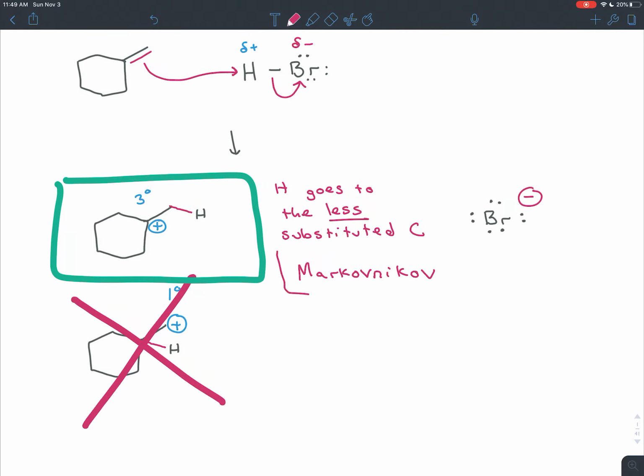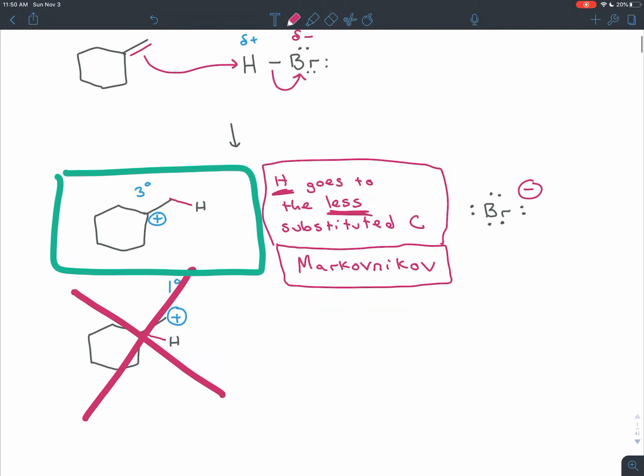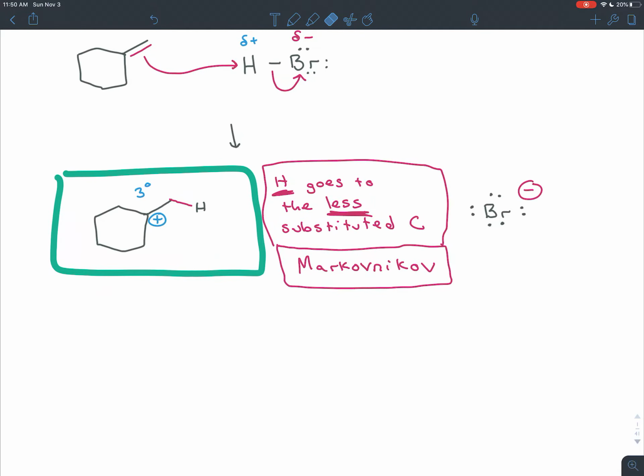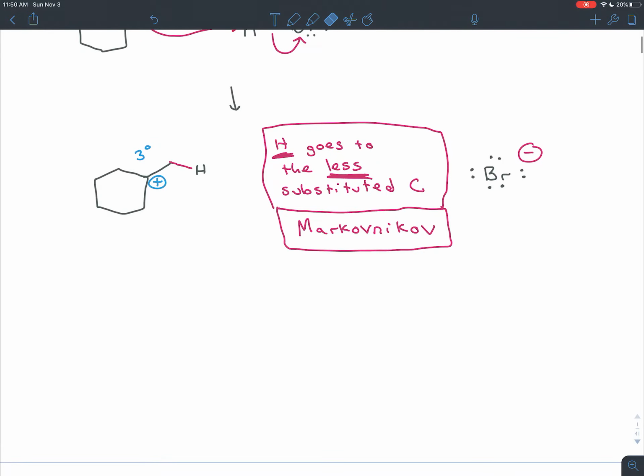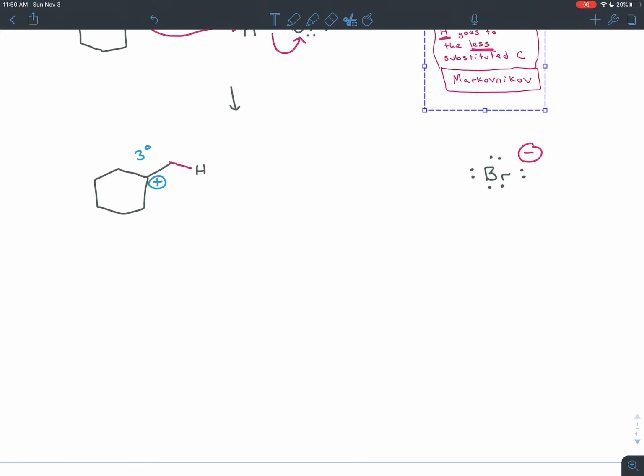So if a reaction is Markovnikov addition, then you will be adding a hydrogen to the less substituted carbon. And whatever the other thing you're adding is, in this case it's going to be bromine, that will go to the more substituted carbon. But in Markovnikov addition, hydrogen goes to the less substituted carbon. Okay, I want to emphasize that because it's going to come back a lot. All right, so let's set this rule aside. We'll use it later for sure.